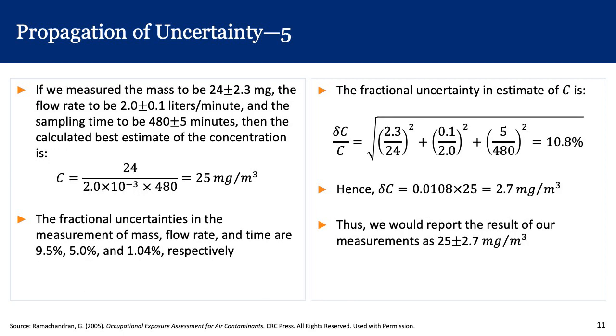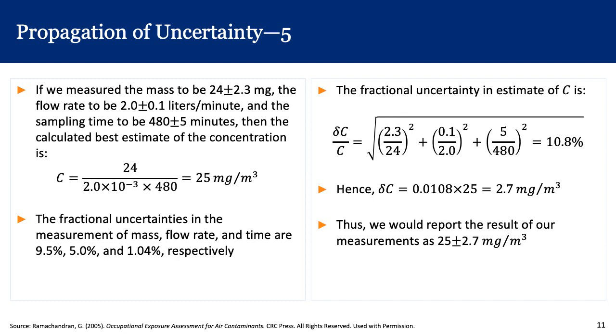So let's put some numbers to our equation. Let's say we measured mass as 24 plus or minus 2.3 milligrams. And the flow rate, we measured it to be 2 plus or minus 0.1 liters per minute. And the sampling time was 480 plus or minus 5 minutes.